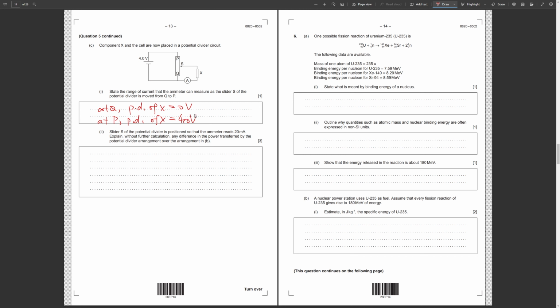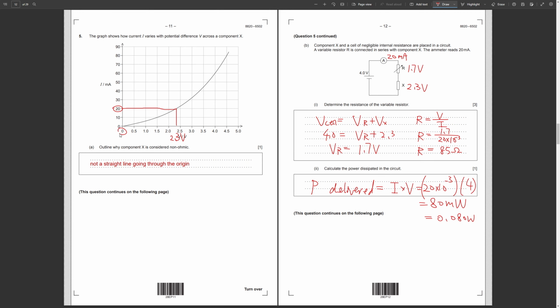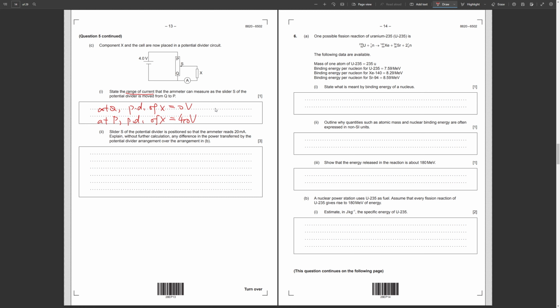In other words, you are studying the range of currents when X is 0 volts up to X is 4 volts. And you can check its range of current by going back to the previous page. When the voltage is 0 volts, the current is 0 milliampere. When the voltage is 4 volts, the current is 60 milliampere. So the range of current is 0 milliampere up to 60 milliampere.